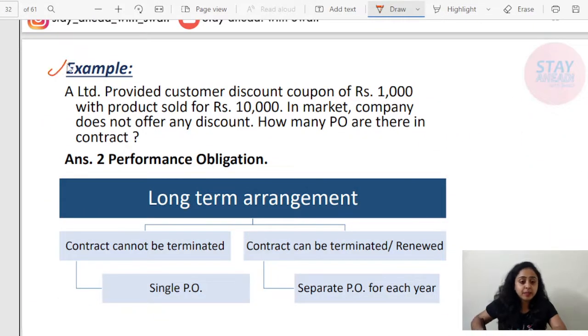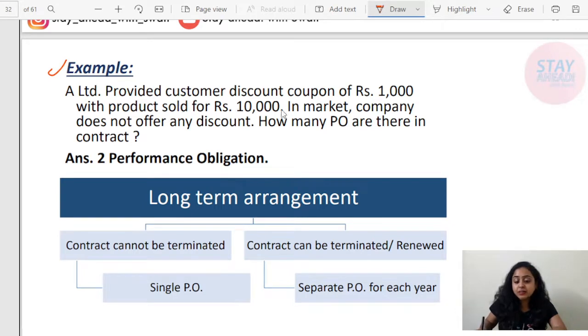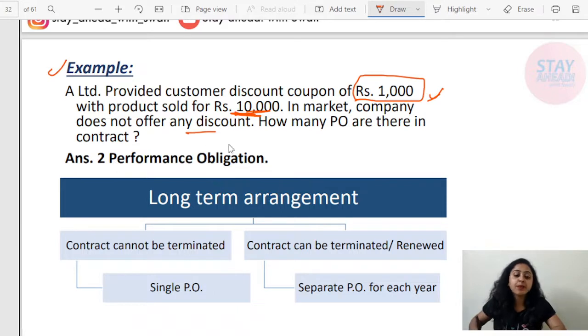Example: A Limited provided a customer discount coupon of rupees 1000 with products sold for rupees 10,000. Okay, 1000 rupees have been provided for rupees 10,000. Is it a material amount? Is it a large amount in comparison to 10,000? It is 10%. In the market, the company does not offer any such discount on a regular basis. How many performance obligations are in the contract? Since it is material, then separate performance obligation.